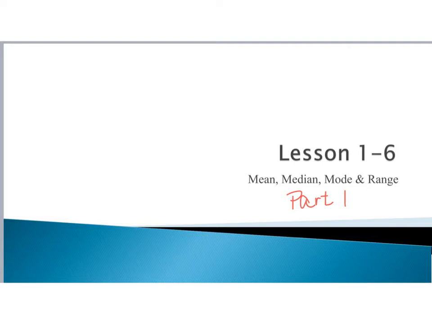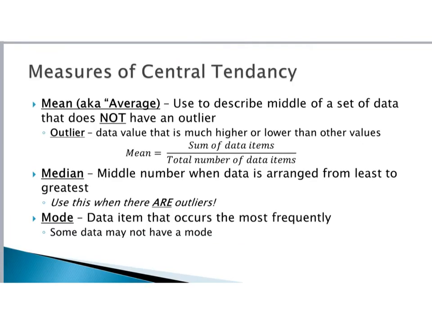Today we're going to look at what we call measures of central tendency, or the mean, median, mode, and range. So let's begin by taking a quick second to review what the different terms mean. Now keep in mind that mean is also known as our average.